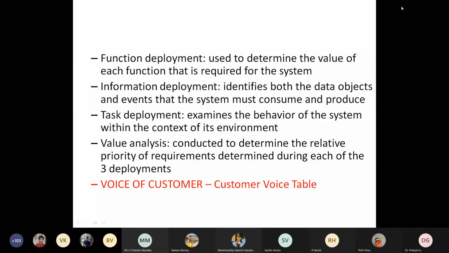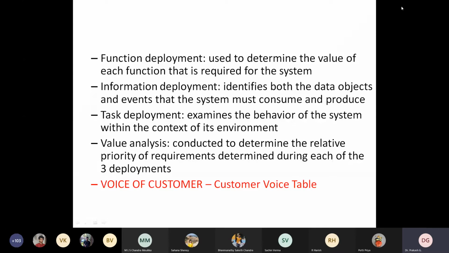Then comes another important task of QFD, which is value analysis. You have to analyze the value of the system. What is the relative priority of requirements during each of the 3 deployments? Based on the function deployment, what value you have to consider, based on the information deployment, what value you have to plan, and based on the task deployment, what are all the values. This value will ultimately make the customer satisfied.